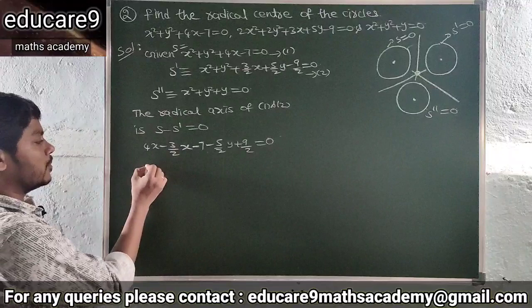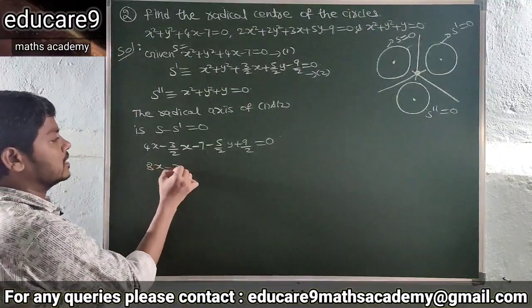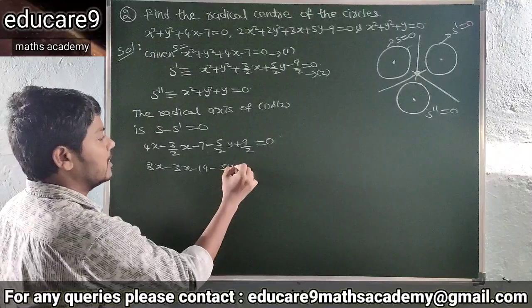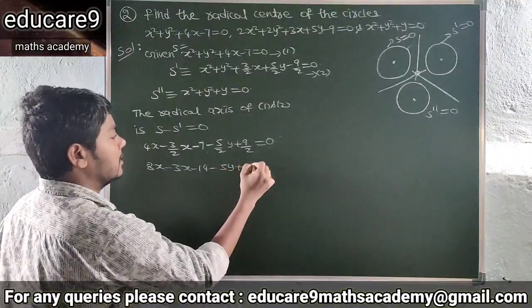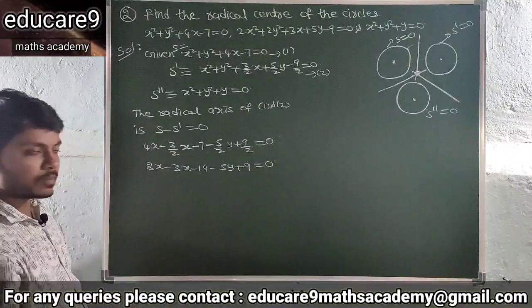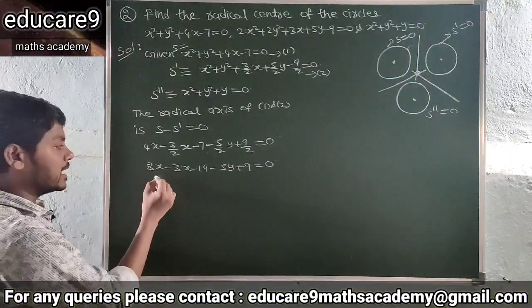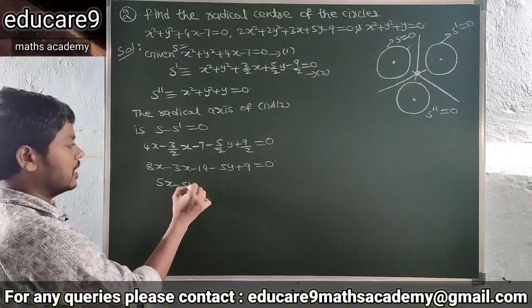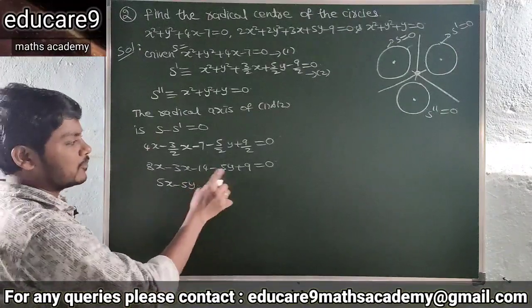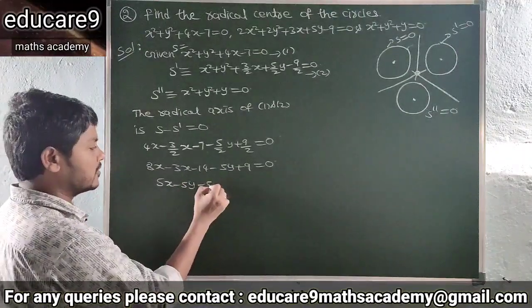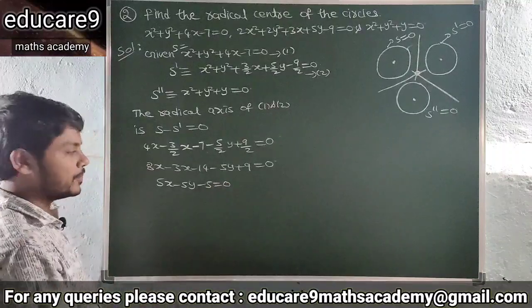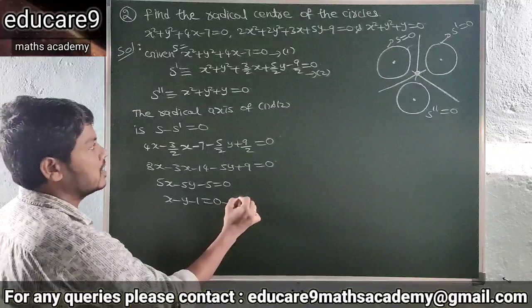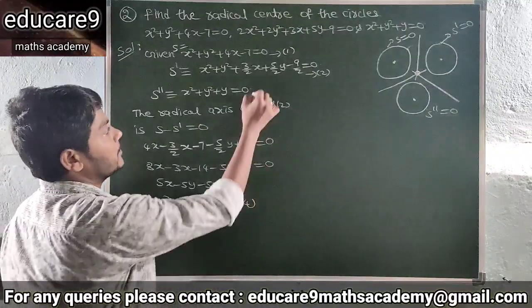So here 2 is the LCM. 2 4s are 8x minus 3x minus 14 minus 5y plus 9 is equal to 0. So 8x minus 3x, this is 5x. Next minus 5y. Minus 14 plus 9, that is minus 5, equals 0. So clearly this is x minus y minus 1 equals 0. This is equation 4.